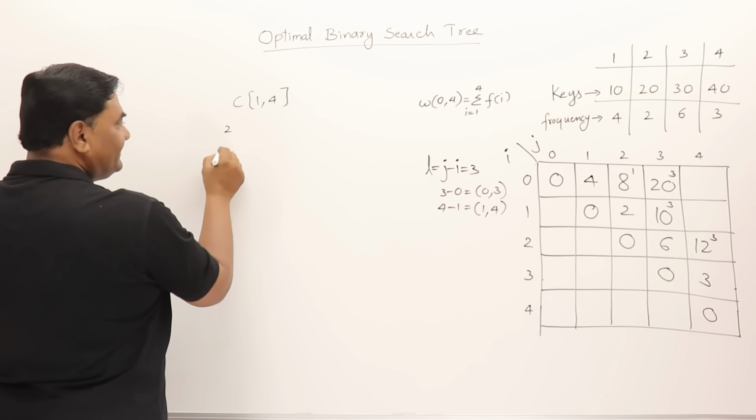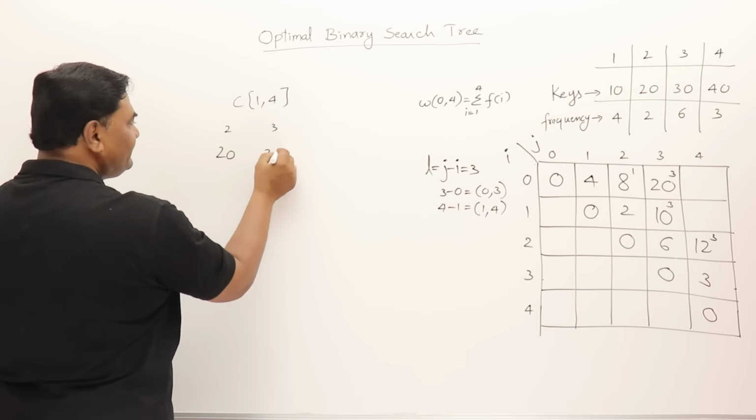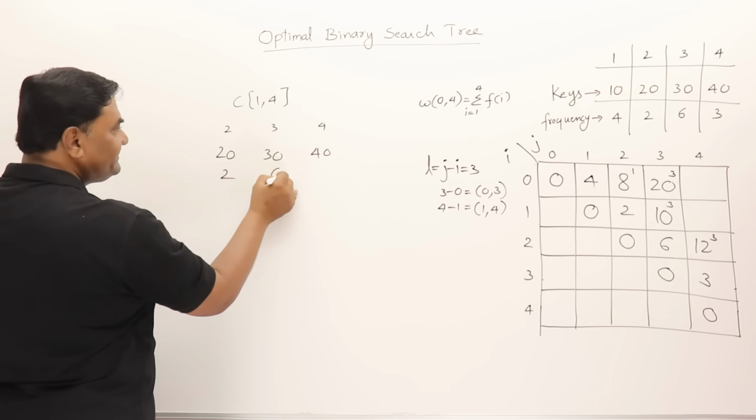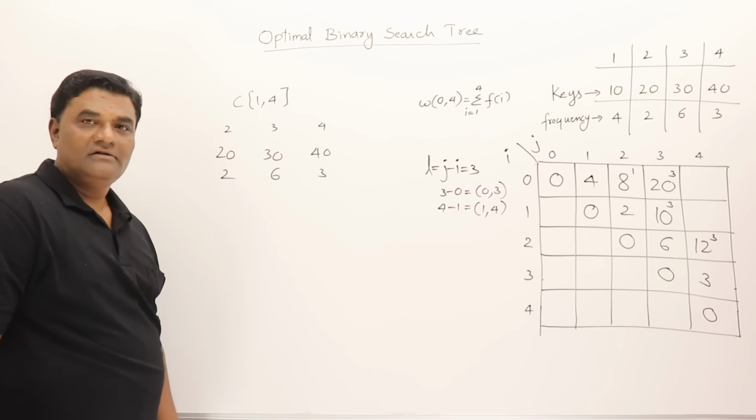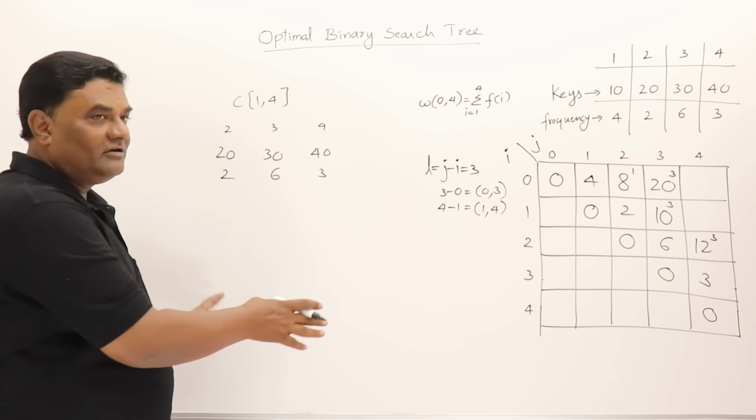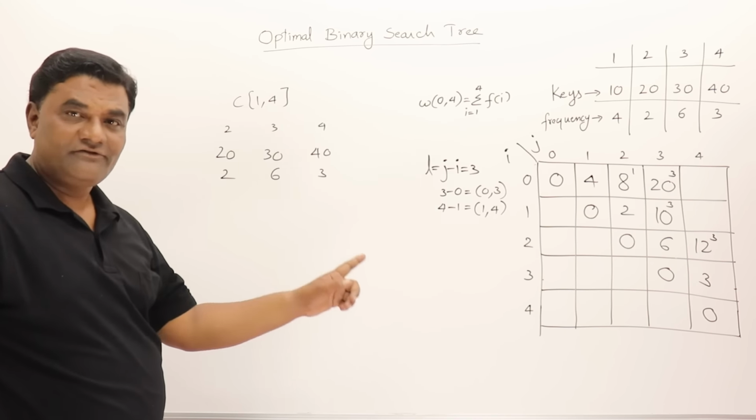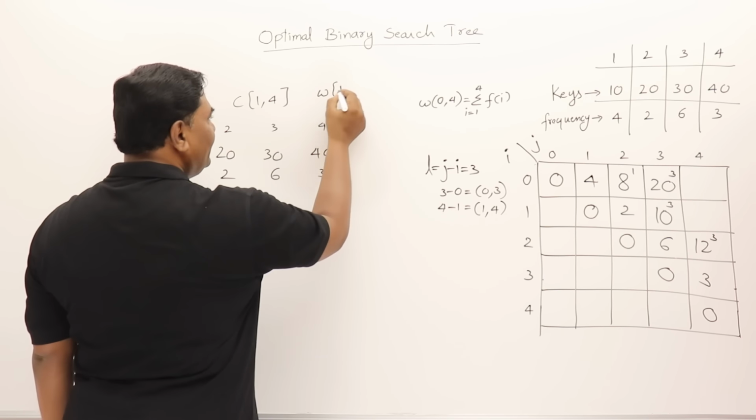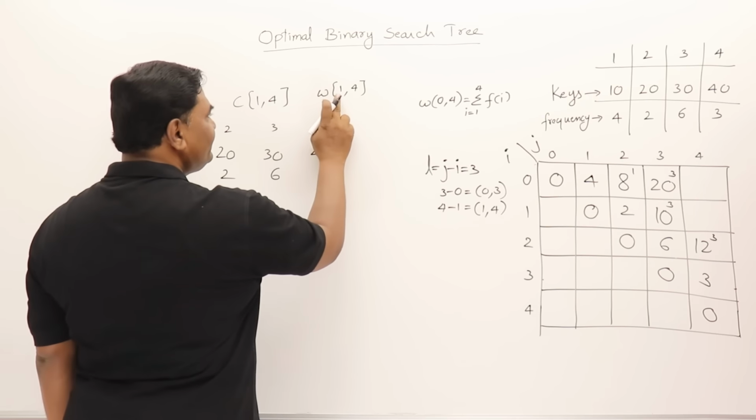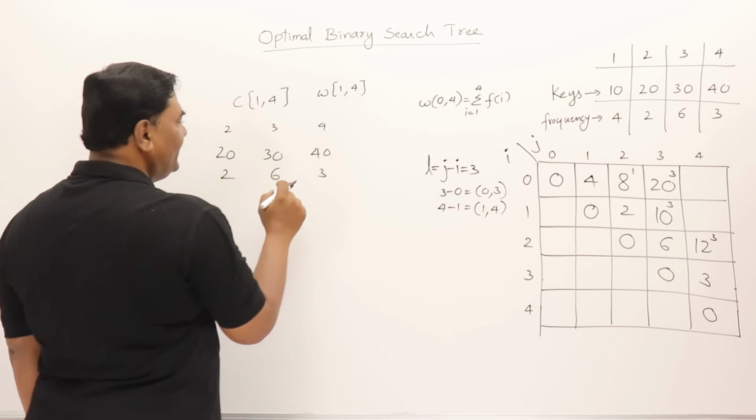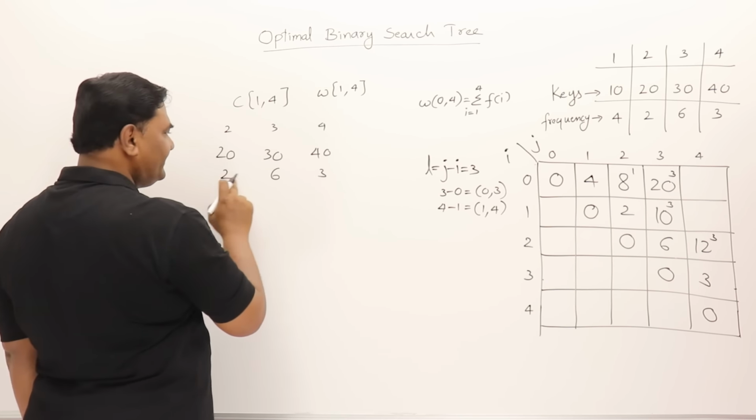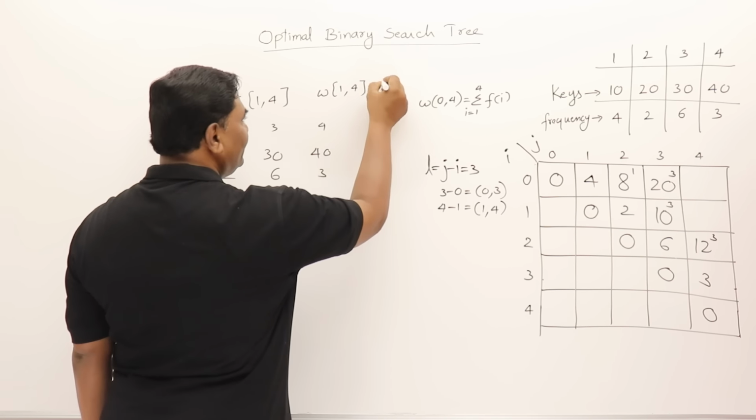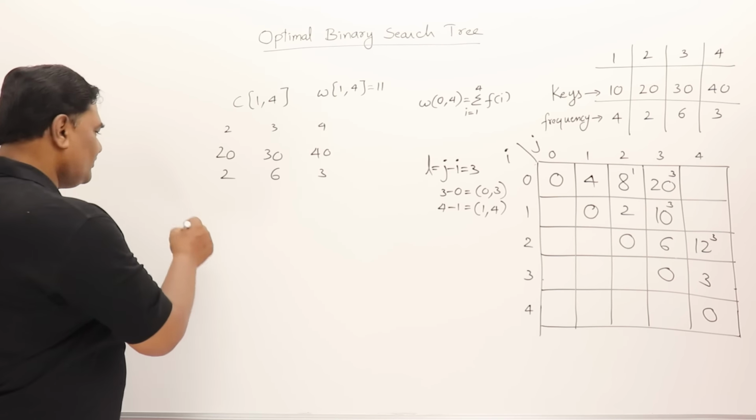Second key, so that is 20, and the third key, that is 30, fourth key 40, and the frequencies are 2, 6 and 3. Right? So I will not draw all possible trees now. Directly I will use the formula and solve it. So for that I will find out the weight. So W of 1 comma 4. So in this skip 1 and remaining we have to find out. So it's nothing but sum of all these frequencies. So 2 plus 6 plus 3. So this is 11. Now let me use the formula.